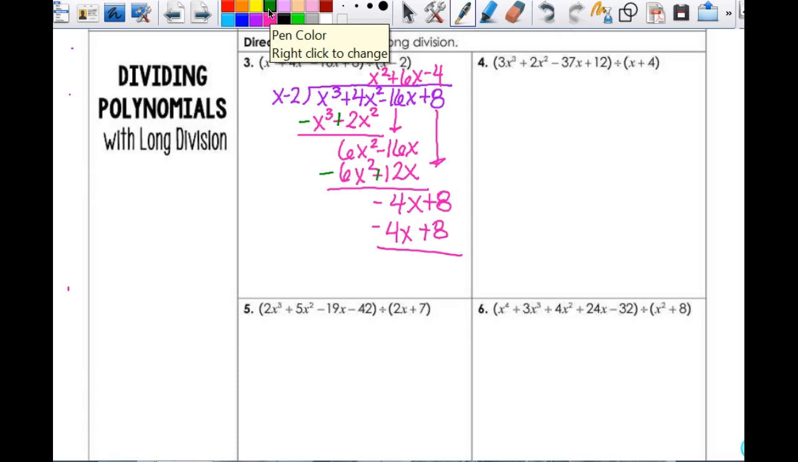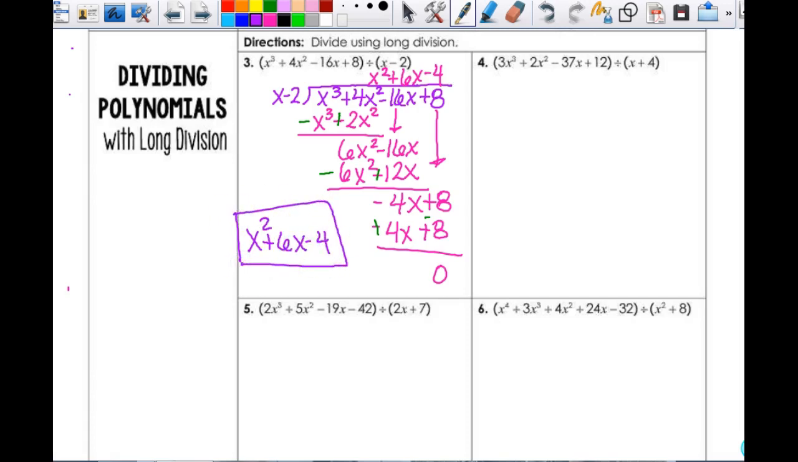Well, not when I multiply. I'm just multiplying. Then I go through and change my signs. Does that make sense? You have to multiply and get what you get. Negative 4 times negative 2 is a positive 8. Then because I'm subtracting, I change my signs before I combine them. Does that make sense? Okay. And then when I combine this, it all zeroes out, so that's good. So that means my answer is x squared plus 6x minus 4. Everybody okay with that? Any questions?